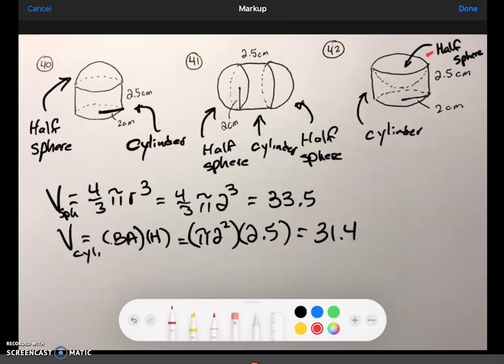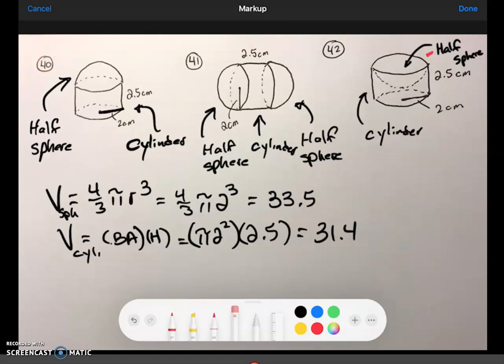Let's look at 40. Which parts are we actually going to include? We need half a sphere, so we're going to need to take this 33.5 and divide by 2. And we also have a complete cylinder, so include those two and add them up. Whatever this result is, that is for 40.